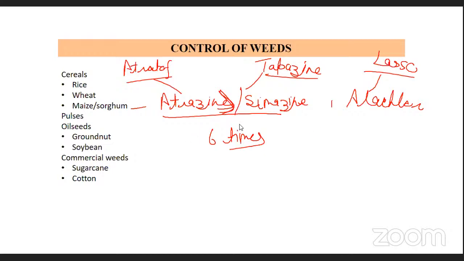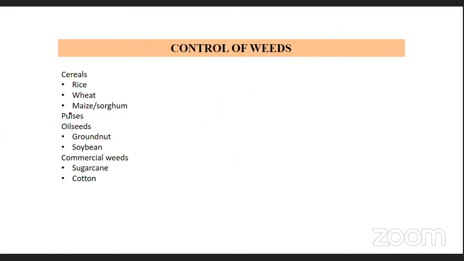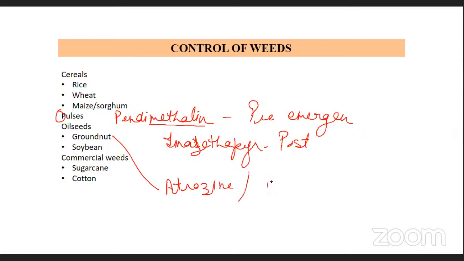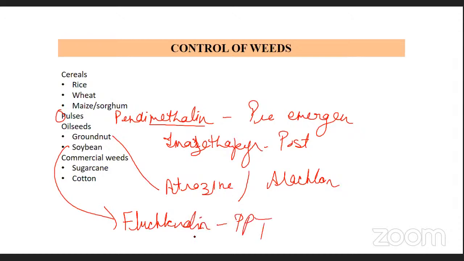Then in pulses, you can see P for pulse and P for pendimethalin. So pendimethalin can be used as a pre-emergence herbicide, and imazethapyr is used as a post-emergence herbicide in pulses. Okay, then in groundnut again, atrazine or alachlor. Then in soybean, fluchloralin as a pre-plant incorporation is very much used.